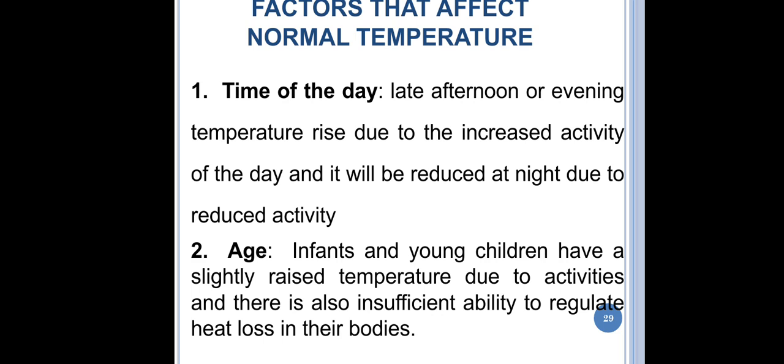Remember we said one of the ways body heat is produced is through muscle activity. Muscle activity usually comes when you involve yourself in strenuous kind of work, where there's manual work, and people will sweat. That's why late afternoon or evening temperature rises. Then we also have age. Infants and young children have a slightly raised temperature due to activities, and also an insufficient ability to regulate heat in their bodies.